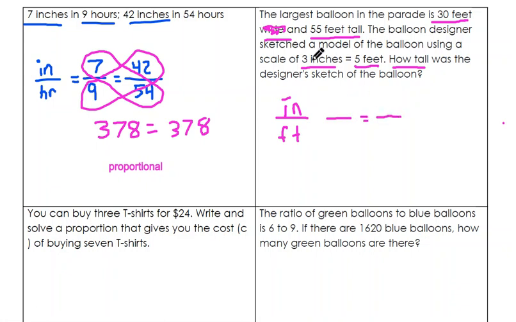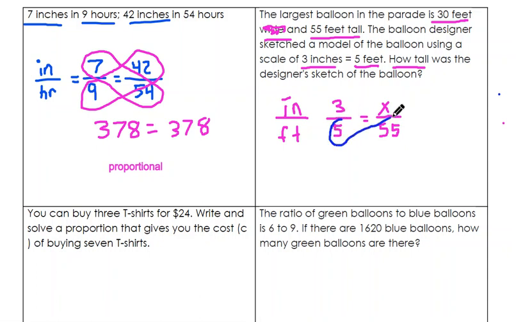So this first one here, I see it says 3 inches equaled 5 feet. All right, and then it said the real one is 55 feet tall. So feet is on the bottom. They want to know how tall it was in the guy's sketch, in his design. All right, so then that X is going to go on top. We're trying to figure out the inches.